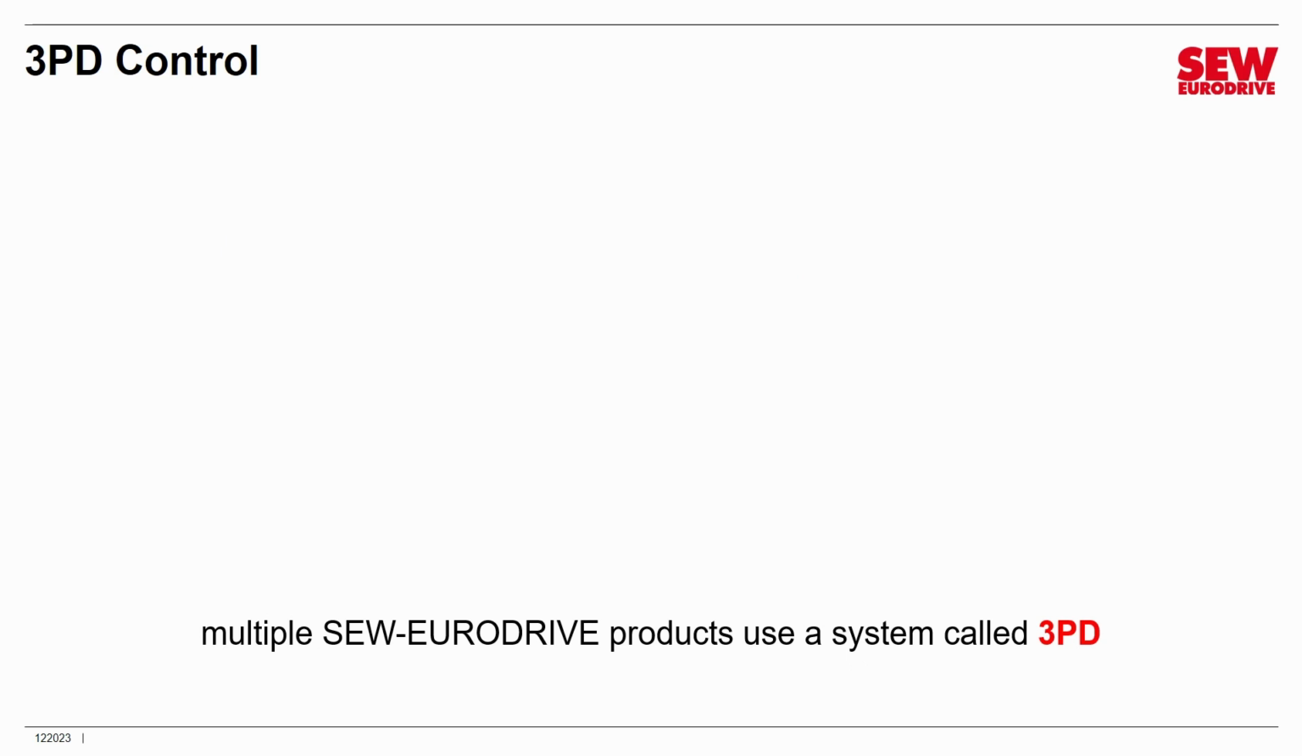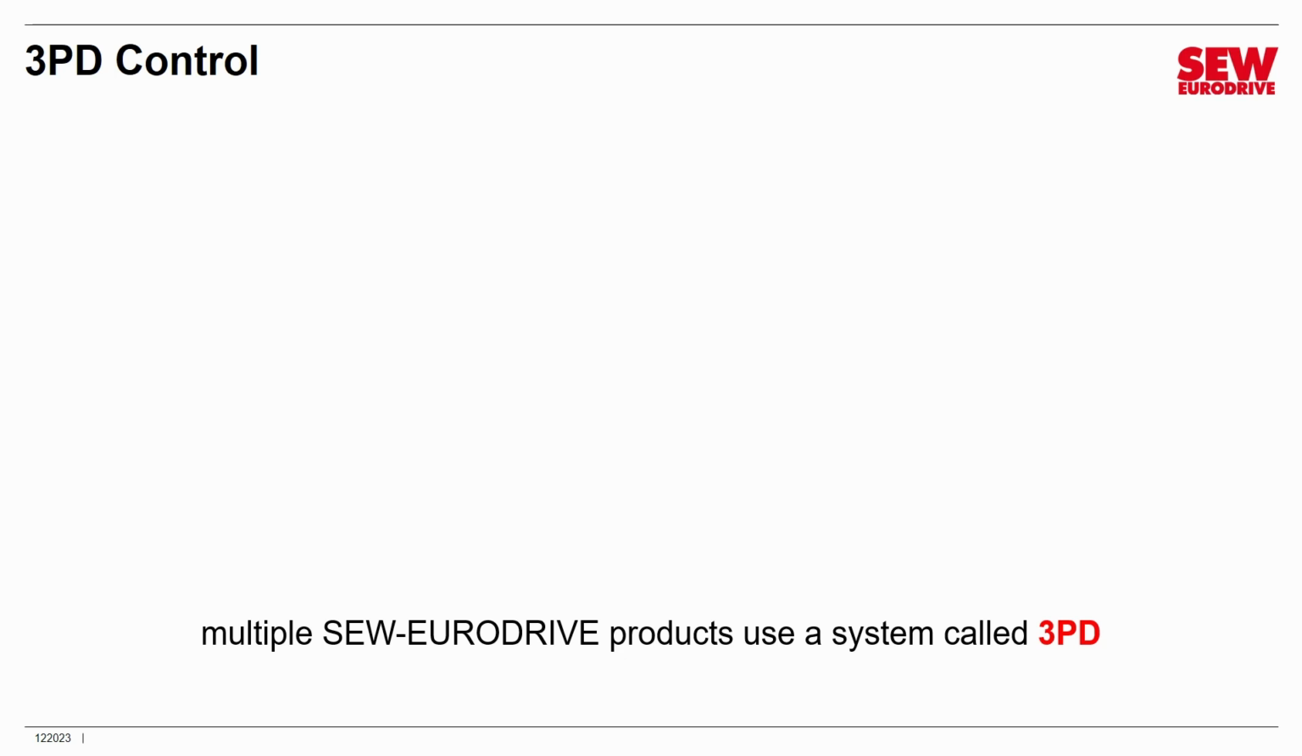What is 3PD control? Well, multiple SEW Eurodrive products use a system called 3PD when they are communicating on a field bus. This is a semi-standard form of control that our products use, or at least many of them do. Once you've learned this, you'll be able to work with a variety of products. So that's what we're going to focus on.